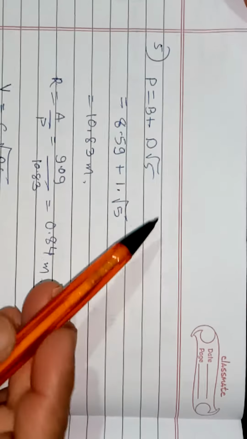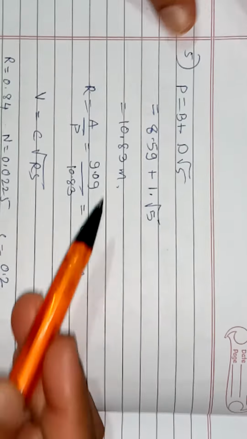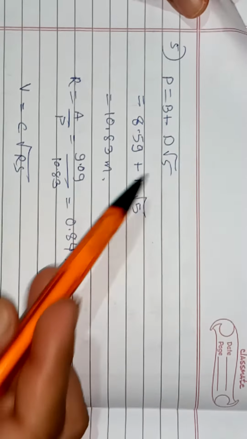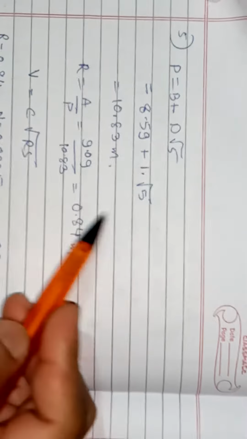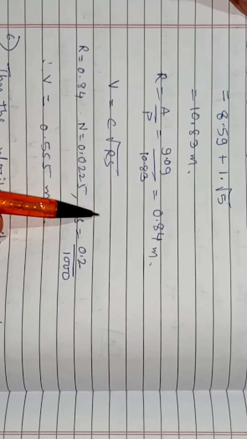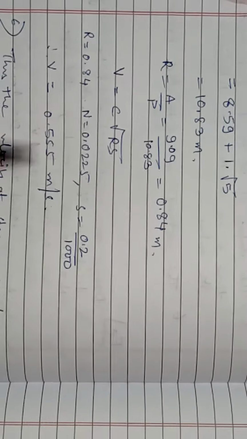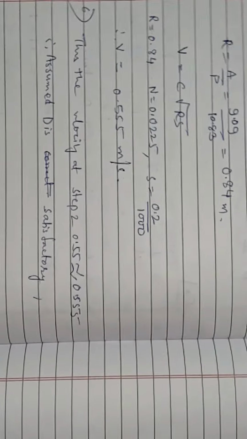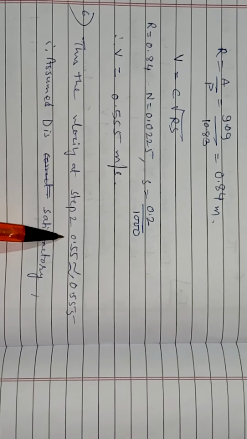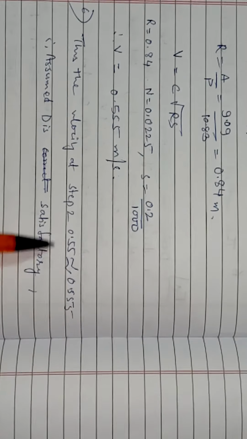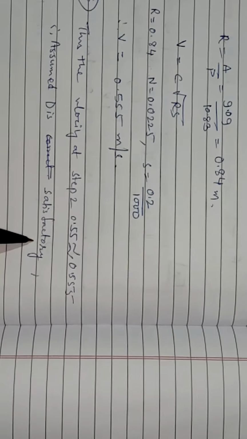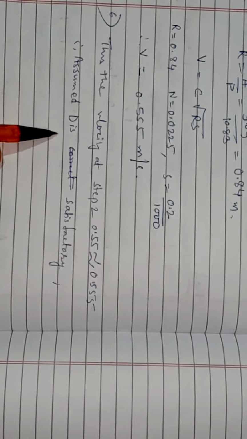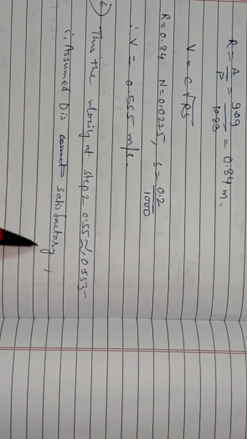Now, obtain the perimeter and the hydraulic radius by the equations that we have discussed earlier, and obtain the mean velocity of the flow by Kutter's equation, which is already discussed, which comes out to be 0.555 meter per second. Thus, the velocities obtained at step 2 and step 5 are approximately equal. Therefore, we can say that the assumed depth of flow D is satisfied.